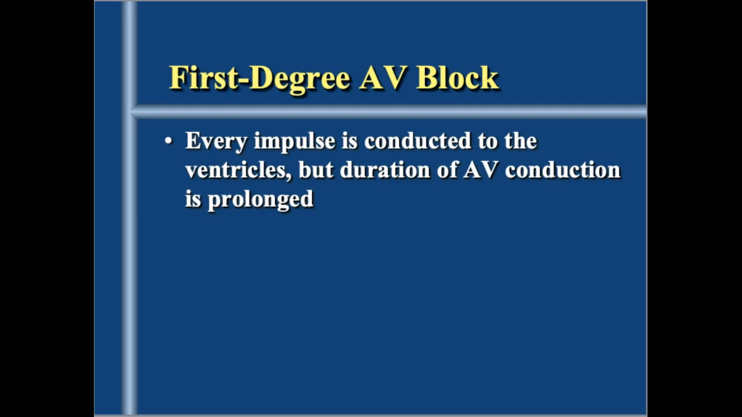So I talked a little bit about narrow complex tachycardias, those AFib, those kind of atrial-based tachycardias that we get. Now we're going to talk a little bit about heart blocks. A first-degree AV block is when every impulse from the SA node is conducted through the AV node to the ventricles, but the duration is prolonged. So you know how I said your PR interval is usually 0.20? A first degree block is any PR interval that is greater than 0.20, meaning that it's taking a little longer for that impulse to get down through the AV node and to the ventricular response.